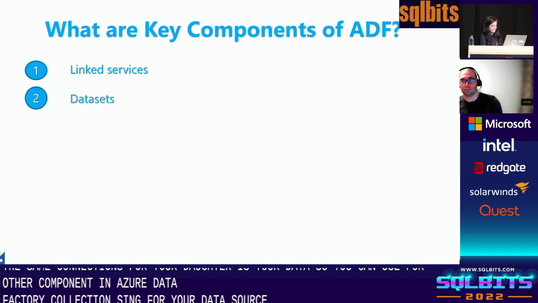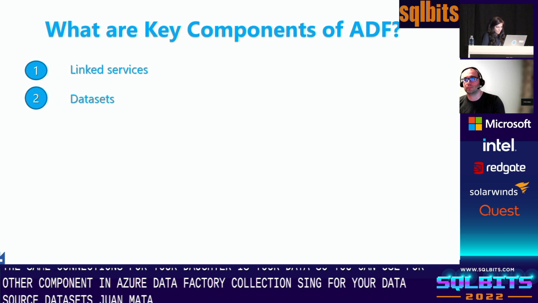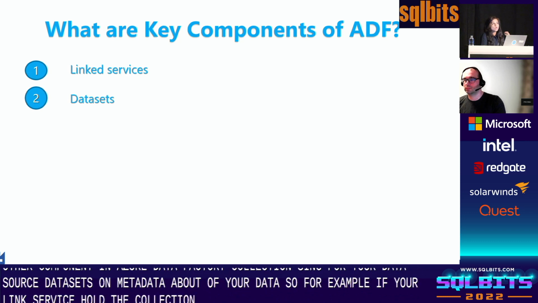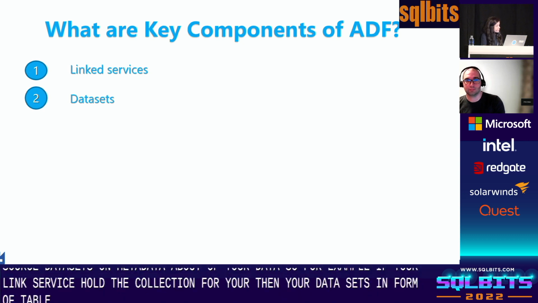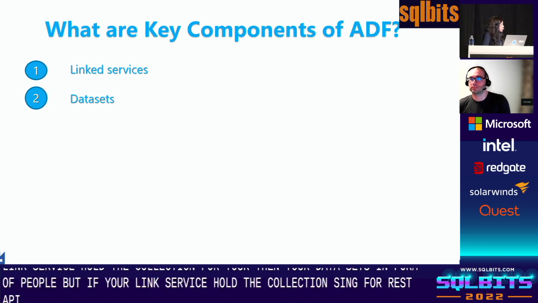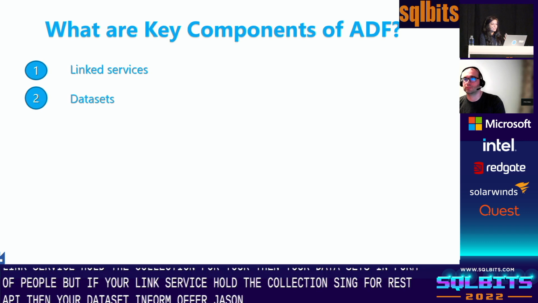Next one is the datasets. Datasets is nothing but the structure of your data, or metadata about your data. So for example, if your linked service holds the connection for your Azure SQL server, then your dataset is in the form of a table. But if your linked service holds the connection string for a REST API, then your dataset is in the form of JSON. So that is datasets.